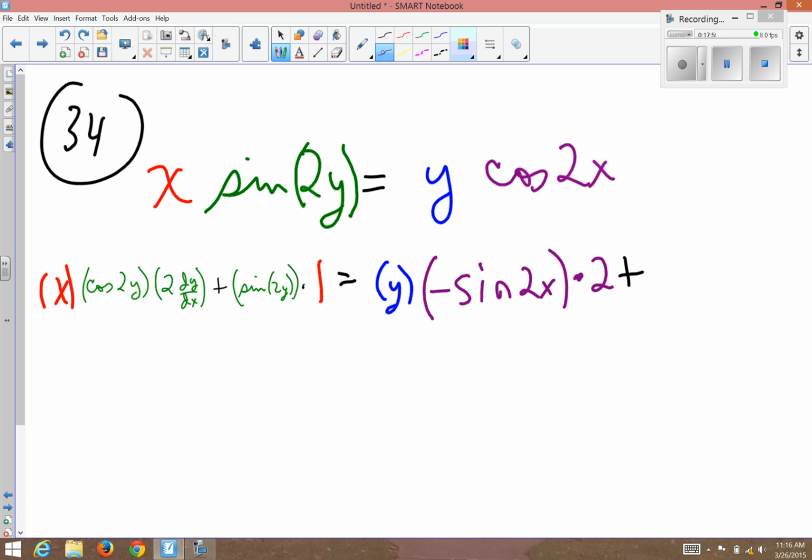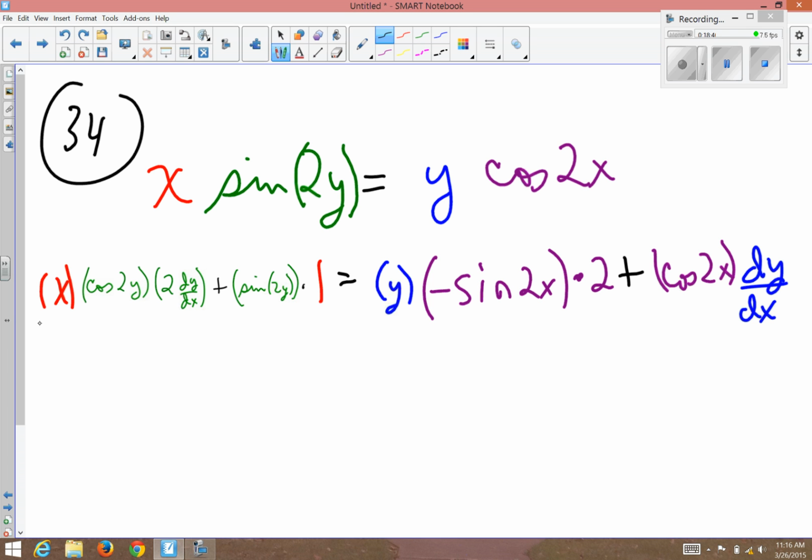Plus the second times the derivative of the first. The first is blue. The derivative of the first is the derivative of y with respect to x. It's not 1 like the red over here. So I'm just going to rewrite everything. But this red and green and green and red is the derivative of the left side, product rule. This blue and purple and purple and blue is the derivative of the right side, also product rule.